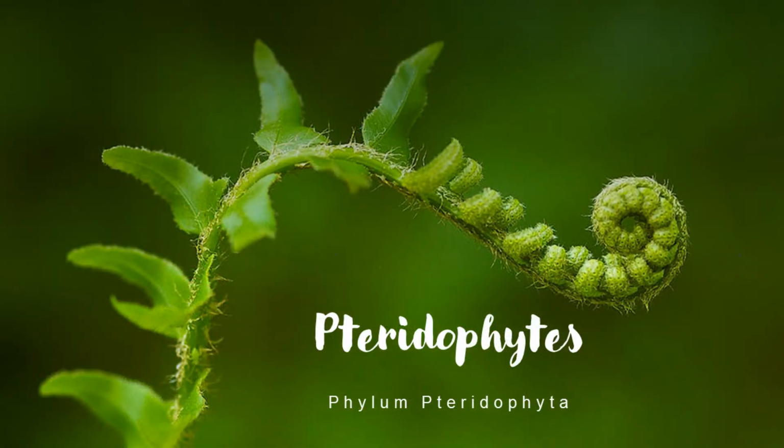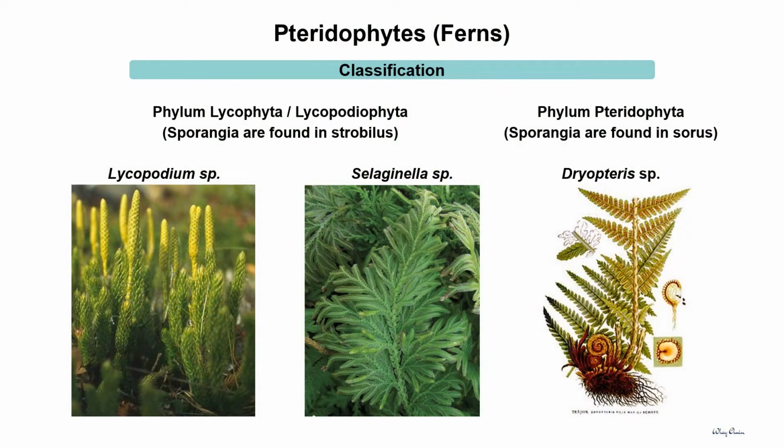The second group of plants is Pteridophytes, in which we focus on Phylum Pteridophyta. Pteridophytes are also called ferns, or in Malay, pakupakis. There are two main phyla to be studied in our syllabus, which are Phylum Lycophyta or Lycopodiophyta and Phylum Pteridophyta. During first year, we focus on Phylum Pteridophyta, especially the example Bryophytes species.